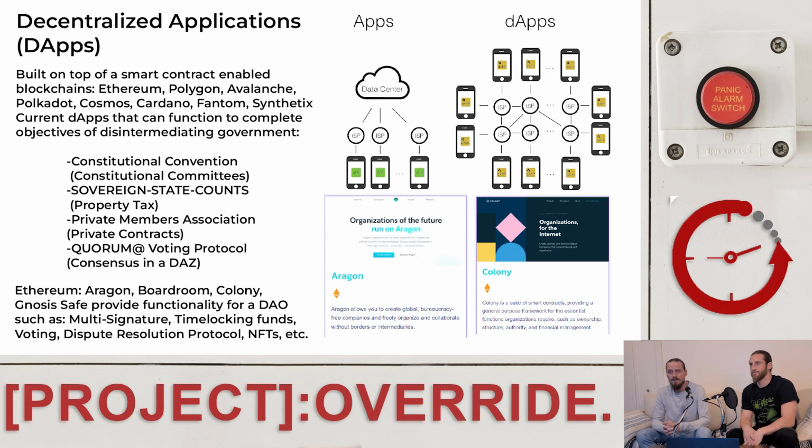We're just going to break each of those down for you real quick. So let's start. We just sort of mentioned the constitutional committees, sovereign state counts. Yeah, so sovereign state counts was a year ago, and I pitched the idea of having a point of sale machine that would be splitting off consumer tax into a separate community controlled account.